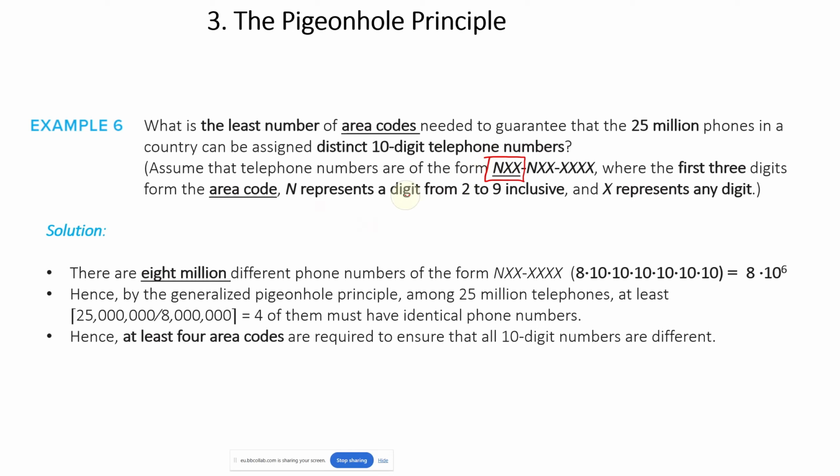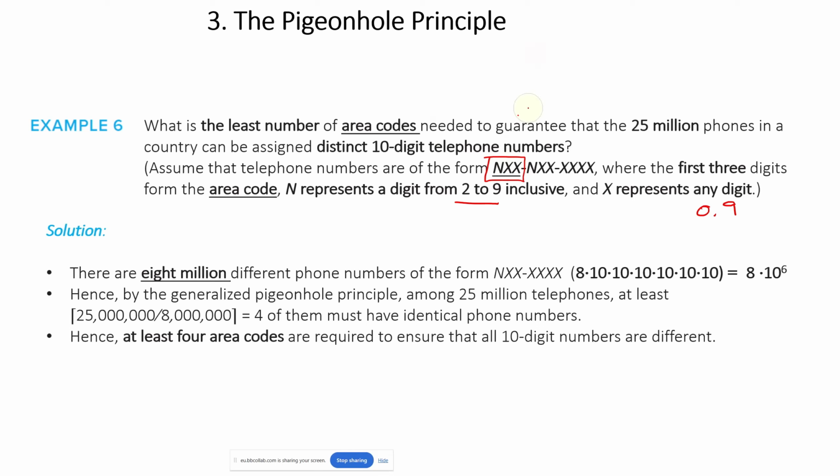N represents a number from 2 to 9 inclusively. X represents any digit, that means from 0 to 9. That means here in N, I cannot have a 0, I cannot have a 1. Now this is some kind of code. So how do we know the least number of area codes? What are the area codes? We said that the first 3 digits constitute the area code.